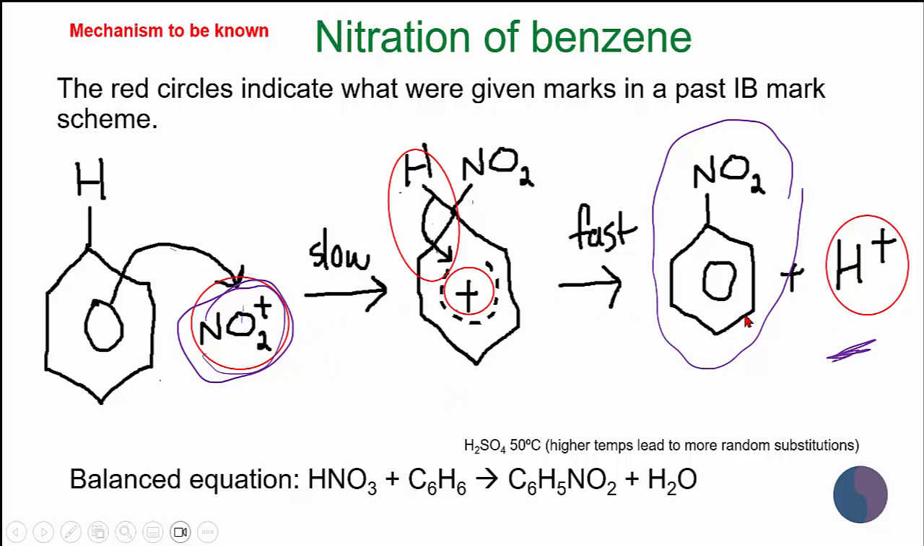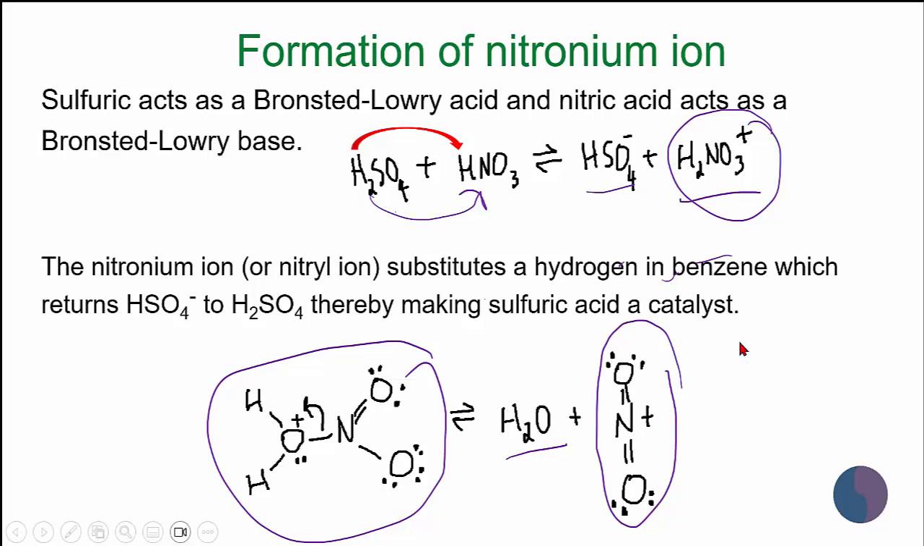Now, once that reaction has occurred and the H plus has come off, the H plus can then go back to here. And so that's why it's a catalyst, because it doesn't get used up in the reaction, but it catalyzes it and helps it to happen.